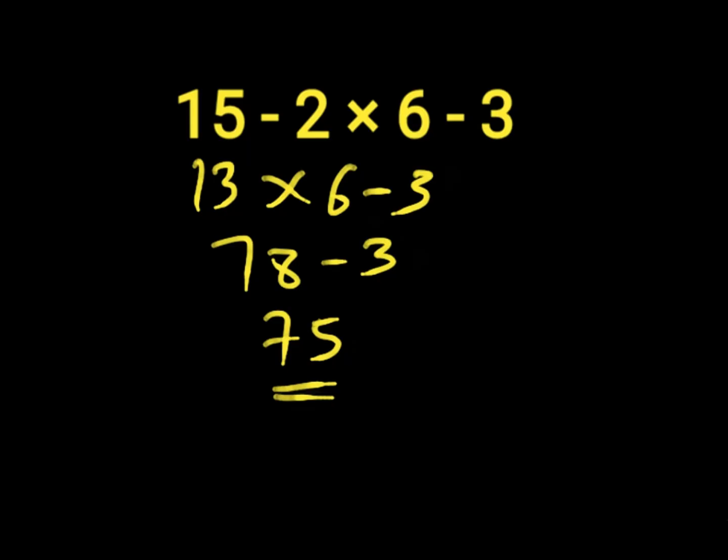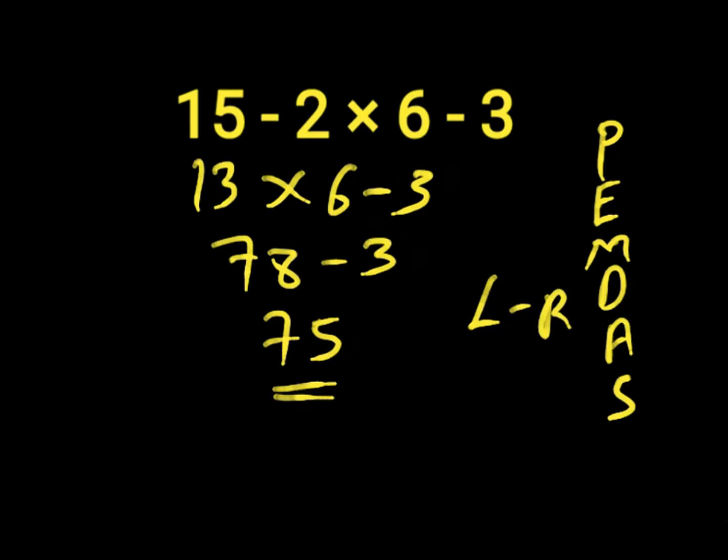75 is the wrong answer to this expression because we do not work with the order of operation, which is PEMDAS. In PEMDAS, we have parentheses, exponents, multiplication, division, addition, and subtraction. Multiplication and division have equal priorities, such as addition and subtraction, working from your left to your right. In order to arrive at the correct answer, let's dive into the right answer to this expression.